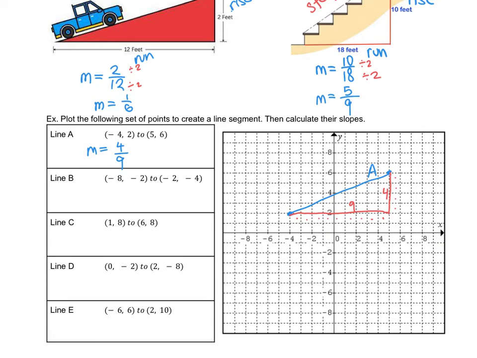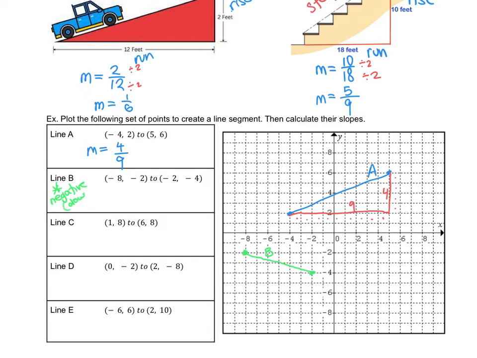Let's go ahead to line B. So for line B, we are at -8 on the x-axis, and we go down for -2 on the y-axis. And then we have -2 on the x-axis going down to -4. Now notice when we connect these points, our line is going downwards. When your line goes down, your slope is going to be negative. So I'll make a little note here.